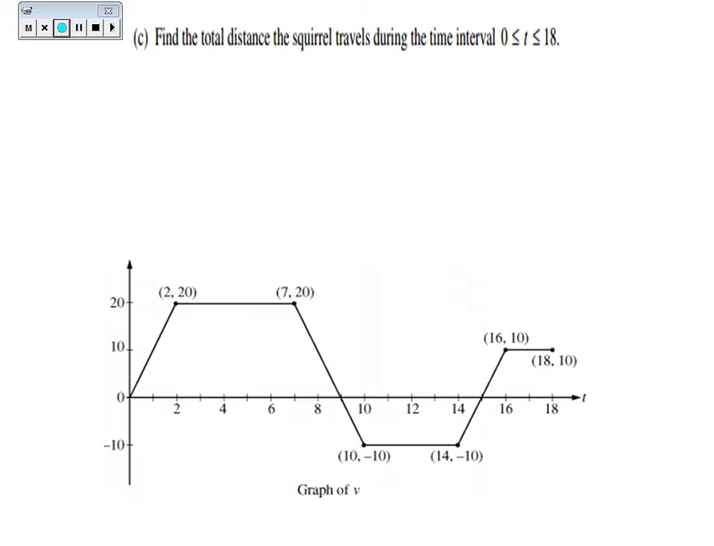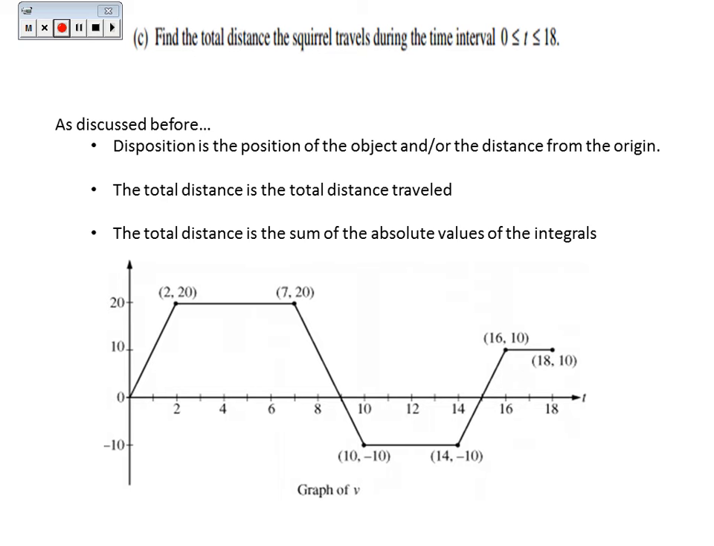Find the total distance the squirrel travels during the time interval 0 to 18. So let's clarify something. Displacement is the position of an object, or the distance from the origin. But the total distance is how much distance was actually traveled over the period of time. So we can find that by using the absolute value of the integral. And I will show you how that works.